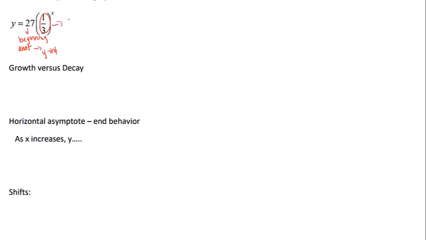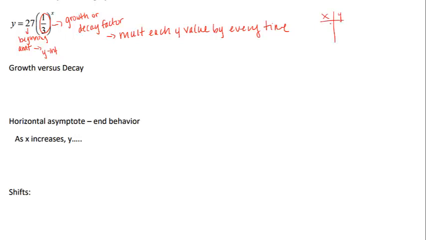This is what we call either our growth or decay factor. And I'll get a little bit more detailed in a minute. But that is what you're going to multiply each y value by every time. So it'd be something like this if I would make a table. I would start at 0 and I would start at 27. All right, then I would take that 27 and I would multiply it by 1/3. And so then I would get 9. Then I would go 9 times 1/3 and 3. So what's happening here is each of these y values is getting multiplied by whatever's right there.